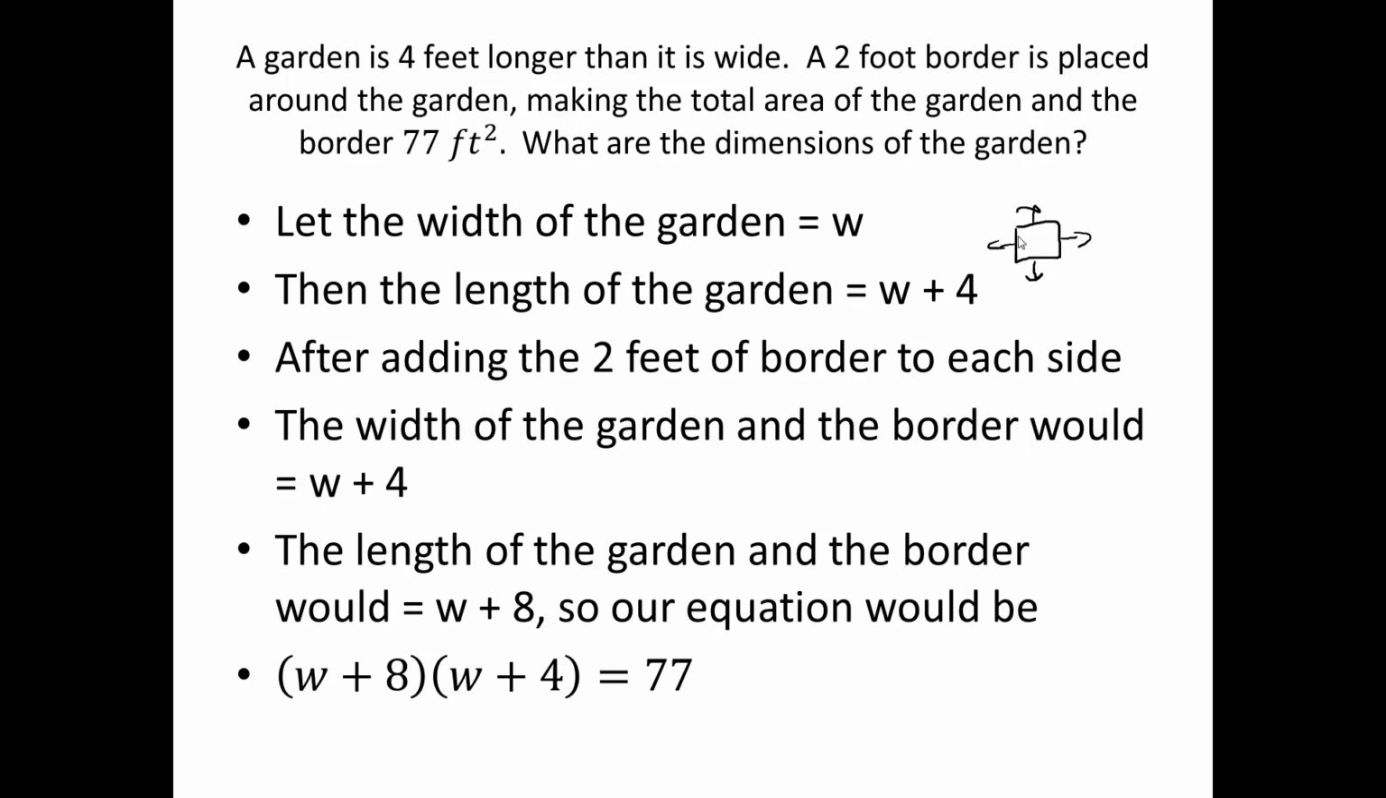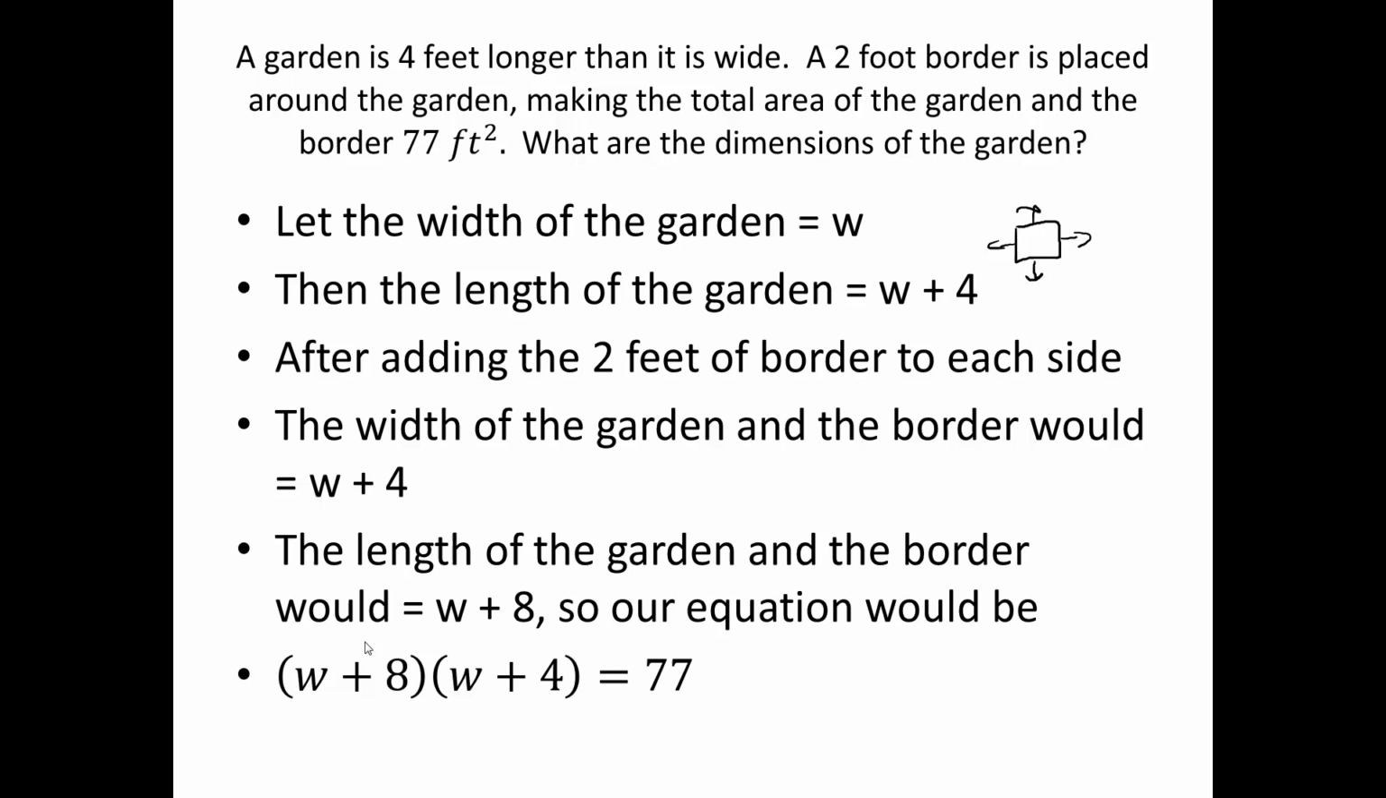So if I add 2 feet to each side, that means I'm going to have to add 4 to the length and 4 to the width to get the total of those sides. So now, since my garden width was W and I added 2 feet to each side in border, the width of those together would be W plus 4. My garden length was W plus 4 and I added 2 feet to each side of that, so W plus 4 plus 4 more is going to give us W plus 8.